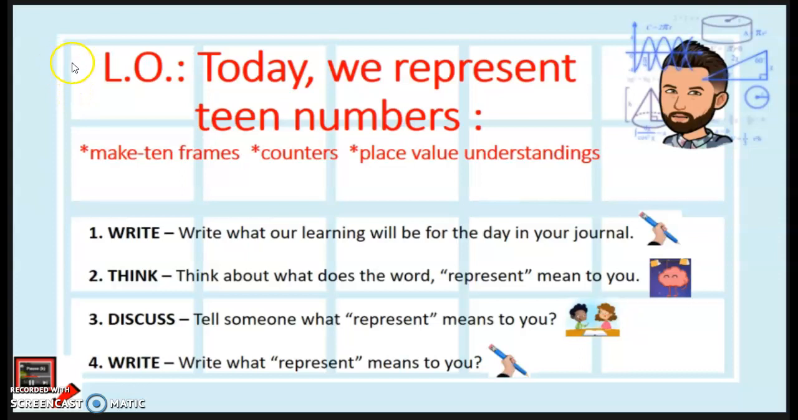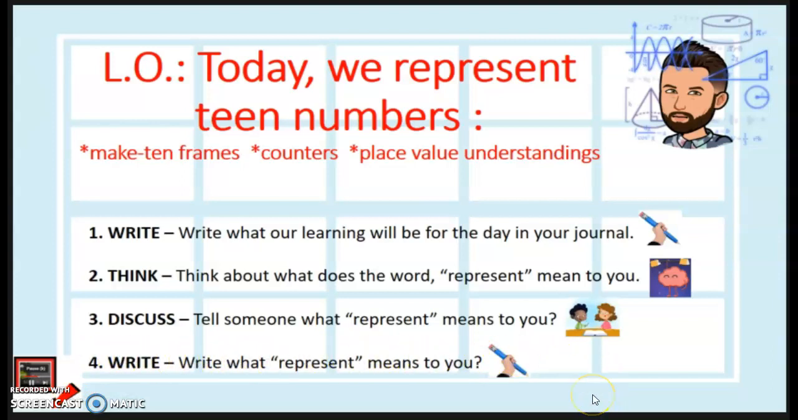Alright, class, today we will represent teen numbers using those Make 10 frames, counters, and place value understandings. What I want you to do are 4 things inside your journal. Number 1, write what you think our learning will be for the day, or write what I say at the very top. 2, think about what the word represent means to you. And 3, discuss and tell someone what represent means to you if someone's there at home. And the last one, number 4, I want you to write what represent means to you.